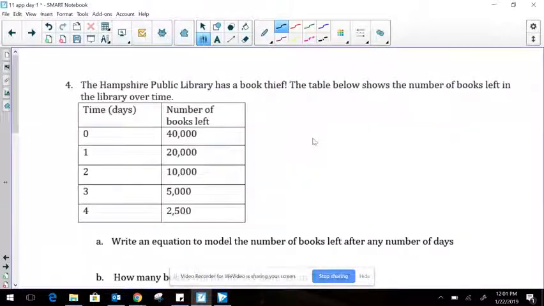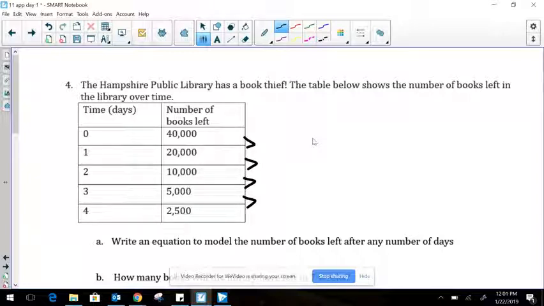Okay, let's try a couple more. Now we have a table in our problem. So there's a book thief at the library, and they give us all these numbers. So the first thing you want to do is find your growth rate. You're going to find your growth rate from the table this time.